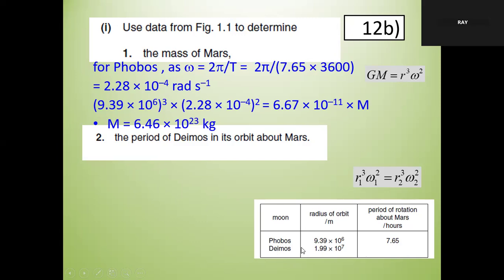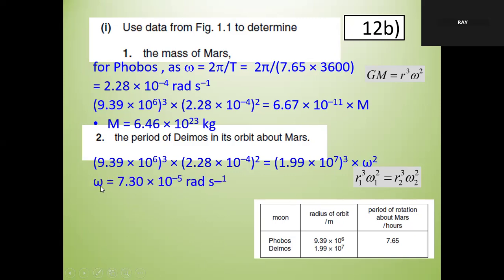So we just use this formula. Put in our values. This one we don't have to worry about. The unit is the same, the time is the same. No need to convert. So r1 cubed, omega 1 we have calculated, squared, and r2 cubed, omega 2 squared. Calculate out, we get our omega. Omega, and convert to period.